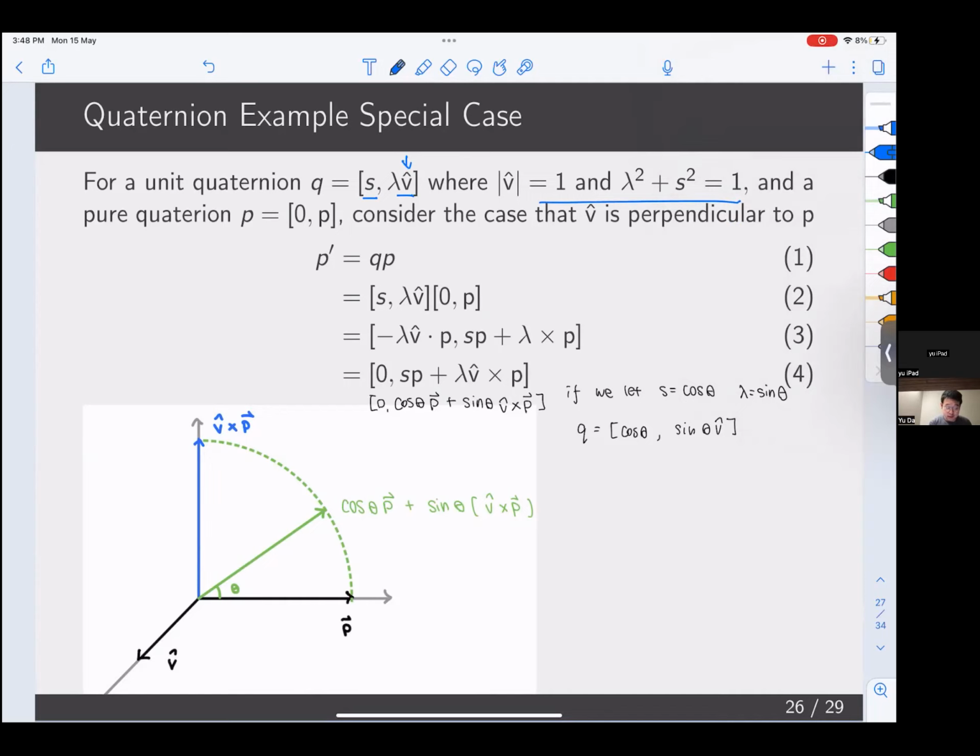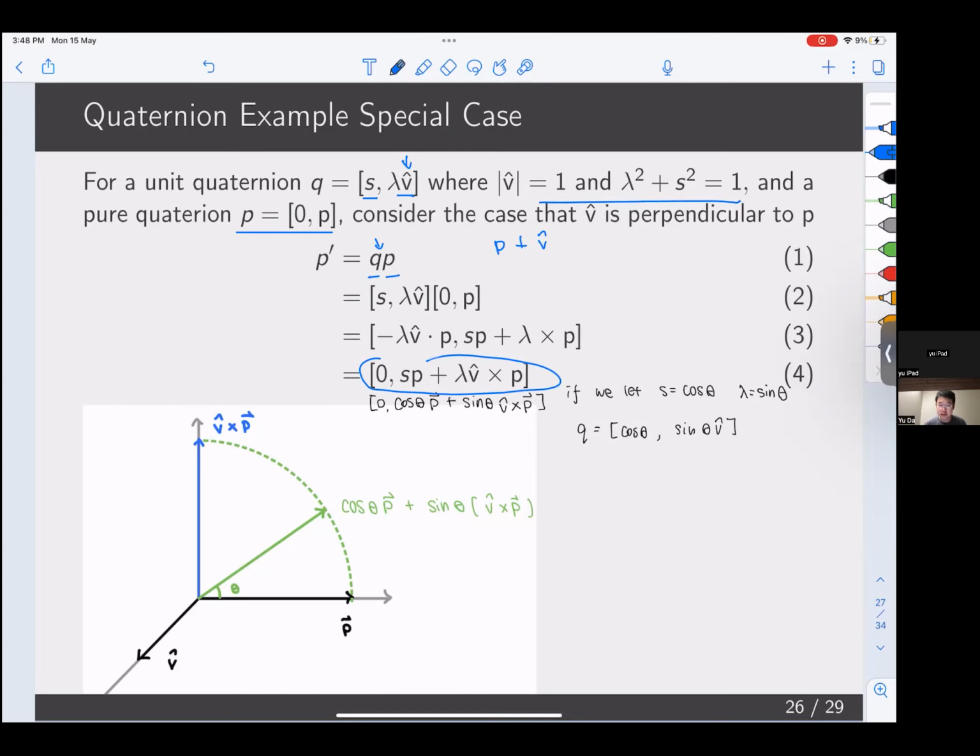So we have the pure quaternion P, which has a 0 scalar term and the vector part P. And we assume that P is perpendicular to V. We want to see that if we apply the unit quaternion Q on the pure quaternion P, then by the product rule, in the end we'll get a result which is also a pure quaternion with 0 scalar term.